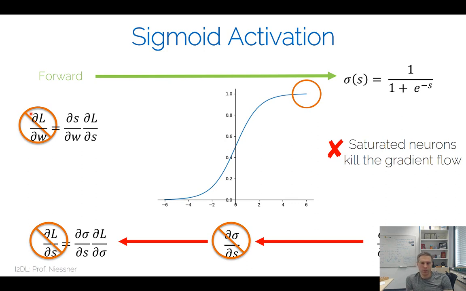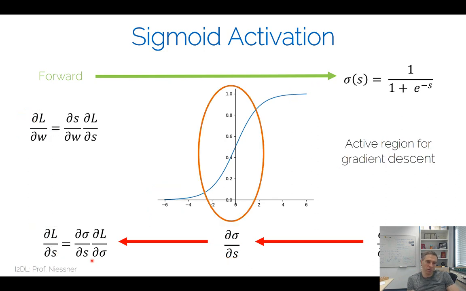Saturated means we have too large of an input to our activation, such that our sigmoid gives a gradient that is relatively small or close to zero. And this happens on the other side too, of course. This happens in both directions. If there's a very large or a very small value, then the sigmoid has an issue. The problem is that the quote-unquote active region is only in the middle here. So now you can guess why this is tricky.